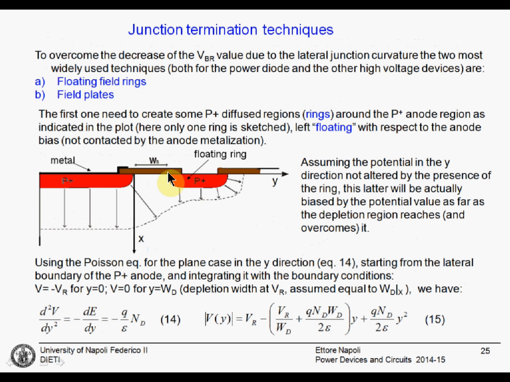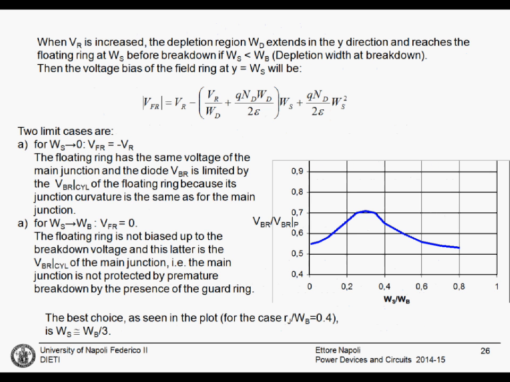Again, this means that there is no depletion region here, and the only depletion region is around the main junction. Also in this case, you don't get any advantage from the presence of the floating ring. You need to study the exact and optimal placement. This can be done with these analytical results, or more realistically, with a number of numerical simulations.